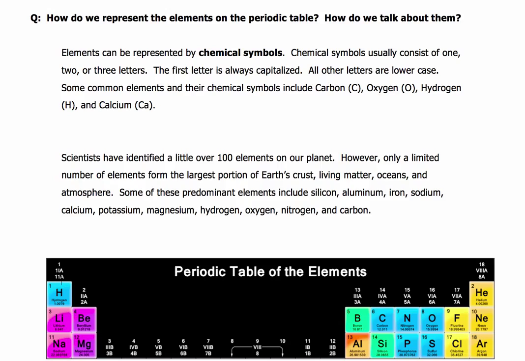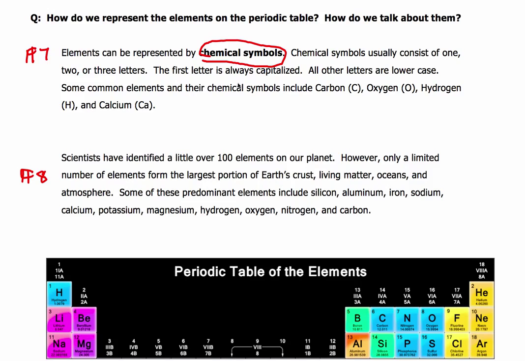And so let's take a look at paragraph 7 and also paragraph 8. We'll just kind of quickly read those. There's not much that I need to say, so let's just go through these. Elements can be represented by chemical symbols. So chemical symbols, we're talking keyword here. Chemical symbols usually consist of 1, 2, or 3 letters. The first letter is always capitalized, and all the other letters are lowercase.